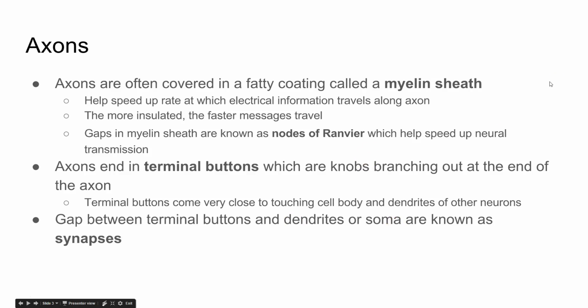That myelin sheath is important because it helps to make neural transmission go faster. It makes things go faster along the axon, and speeding up the rate of travel is important, and the more insulated it is, the faster it goes. So that fatty protection is important. But there are those gaps you saw, and those are known as the nodes of Ranvier, and those actually help speed up neural transmission as well. That's because neural transmission is an electrical process essentially, and by having these alternating currents, it makes it go a little bit quicker through there. So the whole purpose of the myelin sheath is to speed up the process by which neural transmissions are sent.